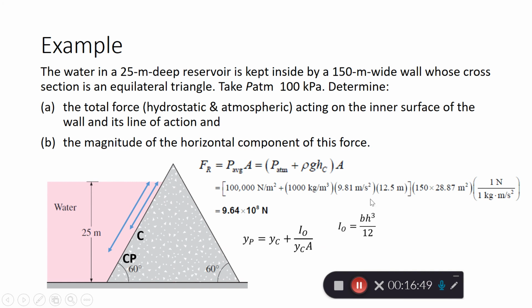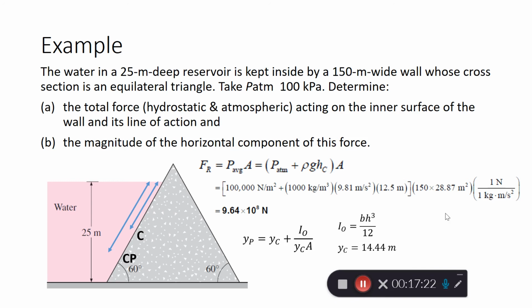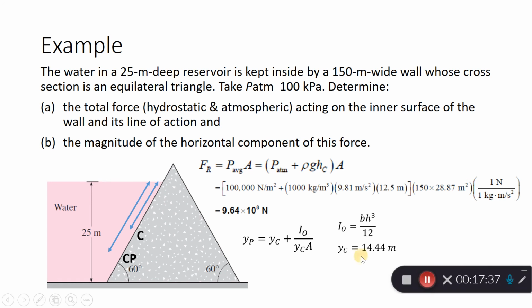So I naught is from this equation because it's a rectangular plane. We use this for the moment of inertia. And the area of the plane, the YC, if you calculate, you should get 14.44. So you can pause this video and draw the triangle. The area is the same area as here, so you can just take this number. Solving, the final answer should be YP equals 19.35 meters. So again, YP is from the surface to this point. You can, of course, find the HP equivalent for this, but it's not necessary.